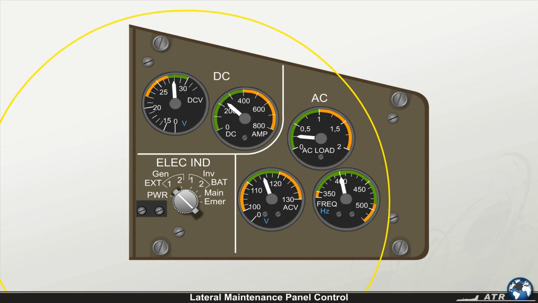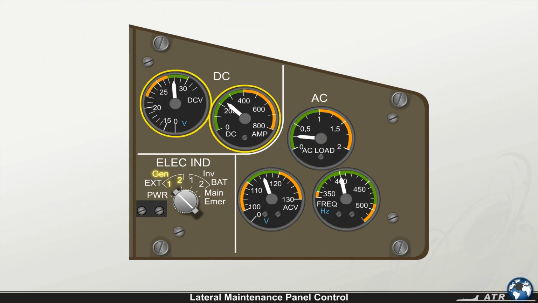The control element on this panel, the rotary selector, allows the connection of particular pickup points of the electrical system to the various indicators. These pickup points are predefined for external power, generator 1 and 2, inverter 1 and 2, battery main and emergency. When generator 1 or 2 is selected, the respective DC generator is connected to the DC indicators, and simultaneously the values of the respective AC wild generator are displayed on the AC indicators. Let's start with the indicators.